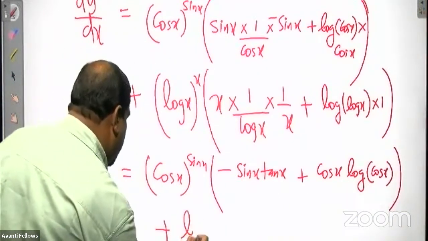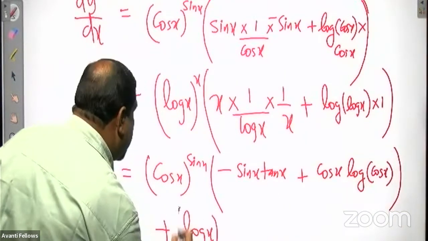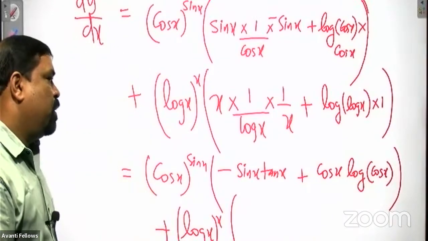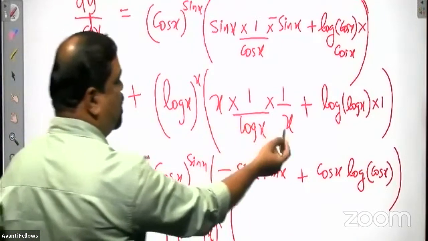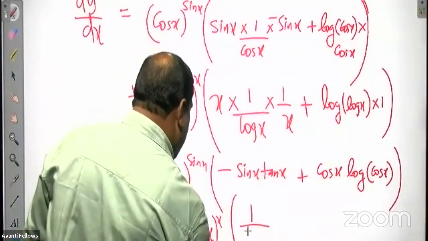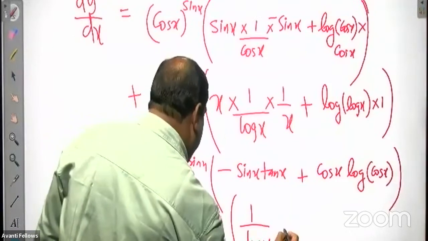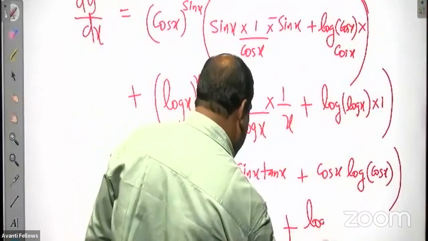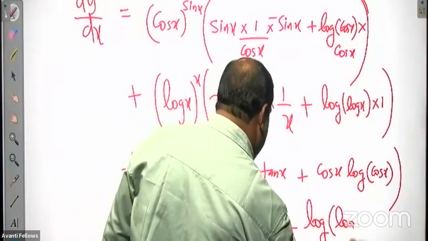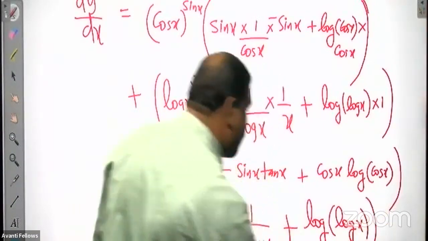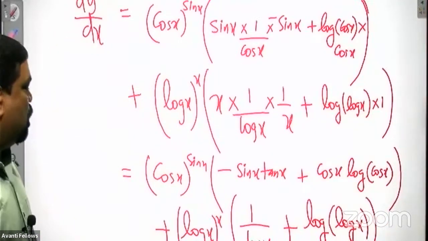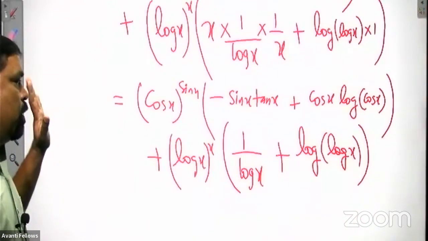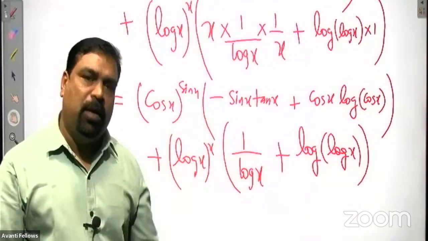Plus log x raised to x into, in bracket you can see one x is x and 1 by x will cancel each other. So 1 by log x plus log x. Okay, so this is the final derivative.